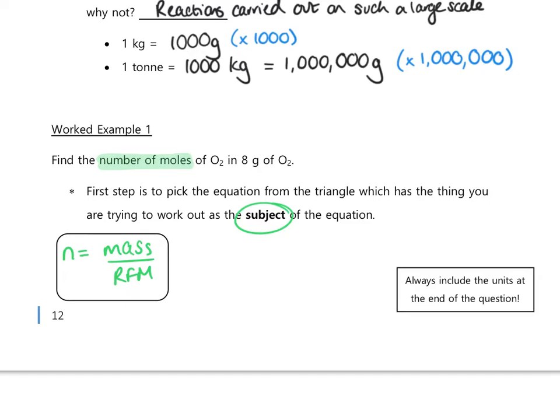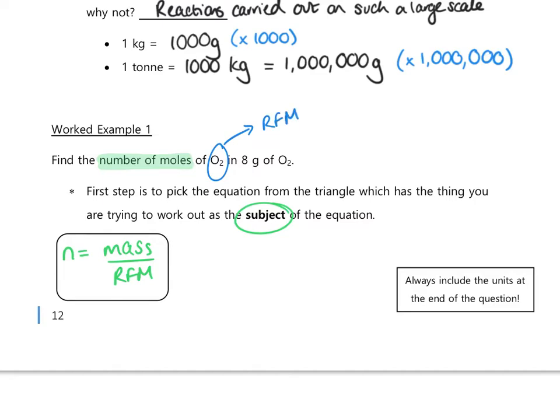So I'm going to need a mass, and I'm going to need an RFM. So I looked at my question to see what information I have been given. Okay, first of all, I've been given the formula. There's the formula of O2, and that's what I'm going to use to get my RFM.